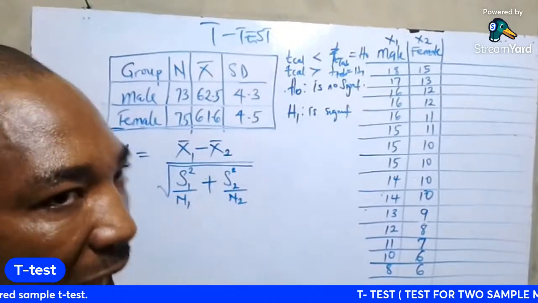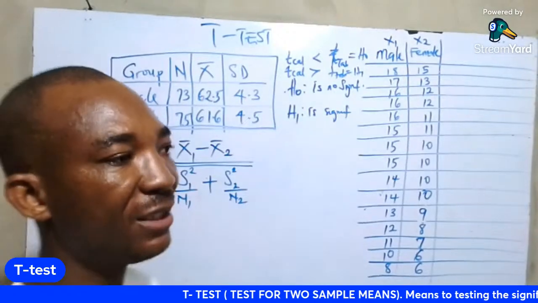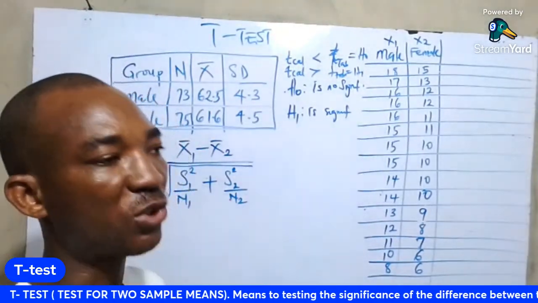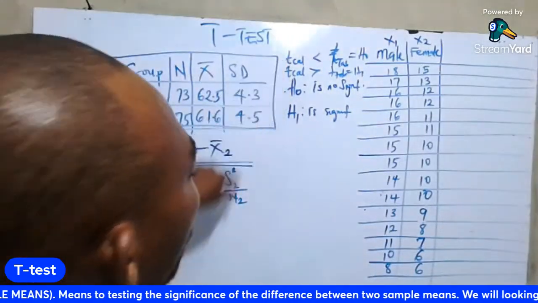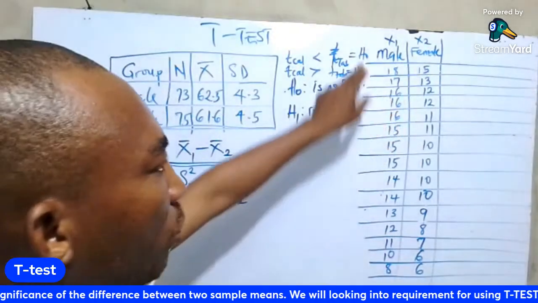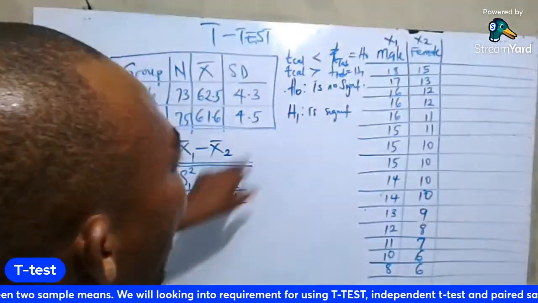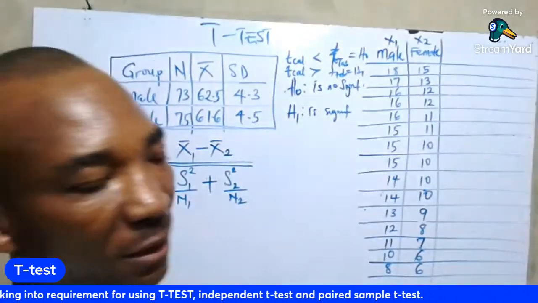hypothesis. I hope that is clear, because I know this question has been generating different issues. At what point do you accept? At what point do you reject? So at a point where the value you calculate here is lesser than the value you check on the table, you take the null hypothesis. But if what you calculate here is more than what you check on the table, then you take the alternative hypothesis.